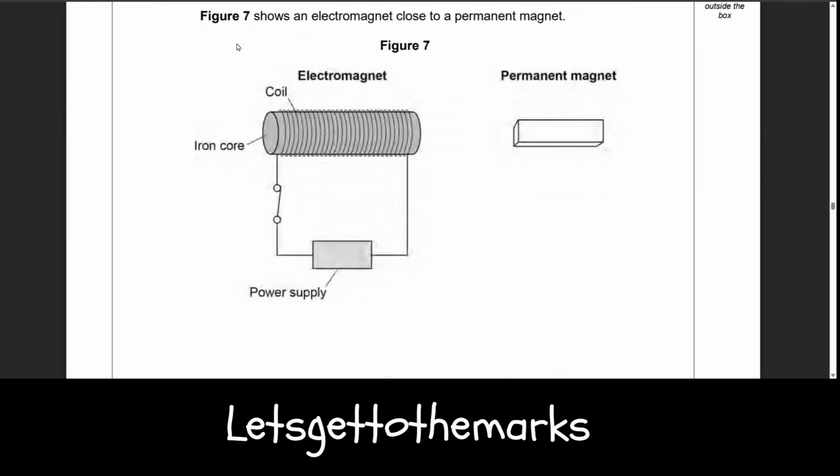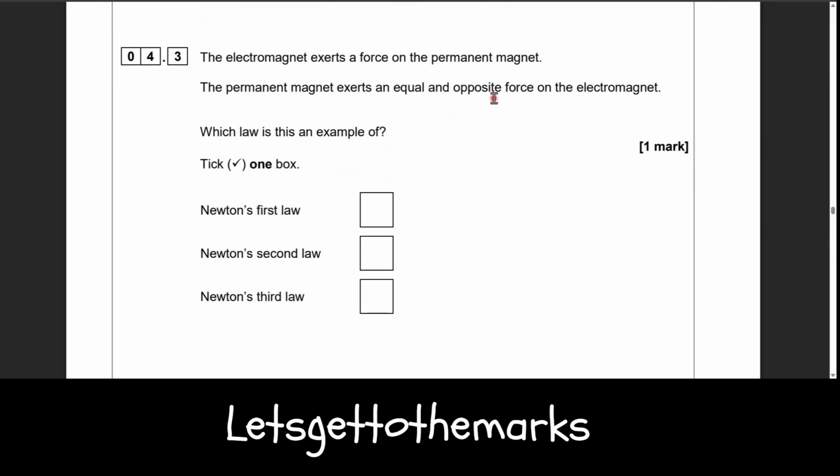Figure 7 shows an electromagnet close to a permanent magnet. Here's an electromagnet. We've got an iron core surrounded by a coil of wire. We've got a power supply. We've got a switch. We've got a permanent magnet. Let's read the question. The electromagnet exerts a force on the permanent magnet.